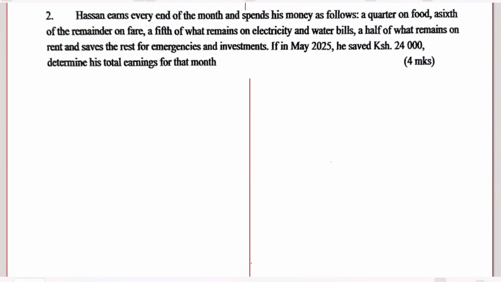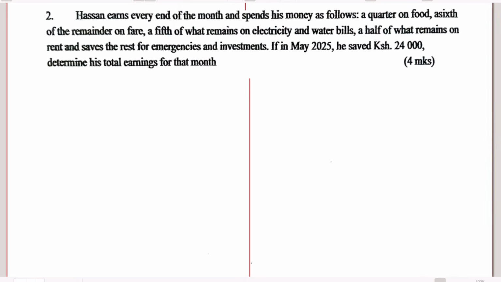Question 2. Question 2 is on fractions. Hassan earns every end of month, then spends his money as follows: a quarter on food, a sixth of the remainder on fare, a fifth of what remains on electricity and water bills, a half of what remains on rent, and saves the rest for emergencies and investments. If in May 2025 he saved 24,000 shillings, determine his total earnings for that month.